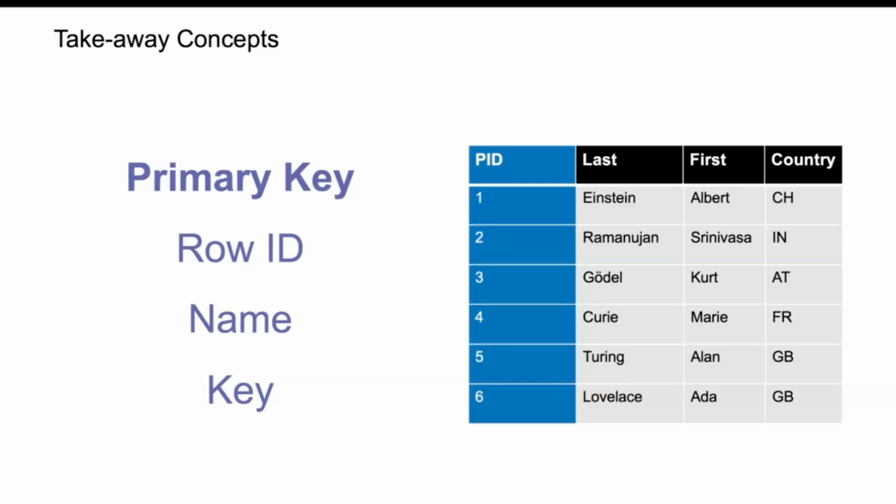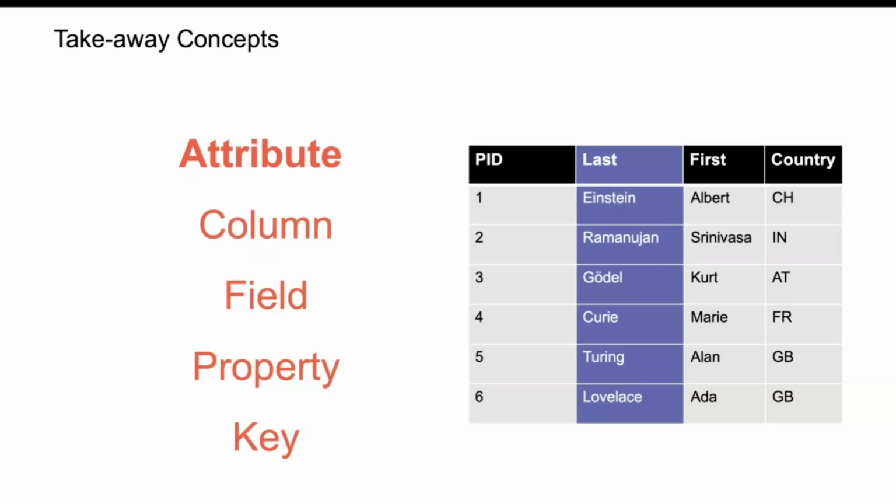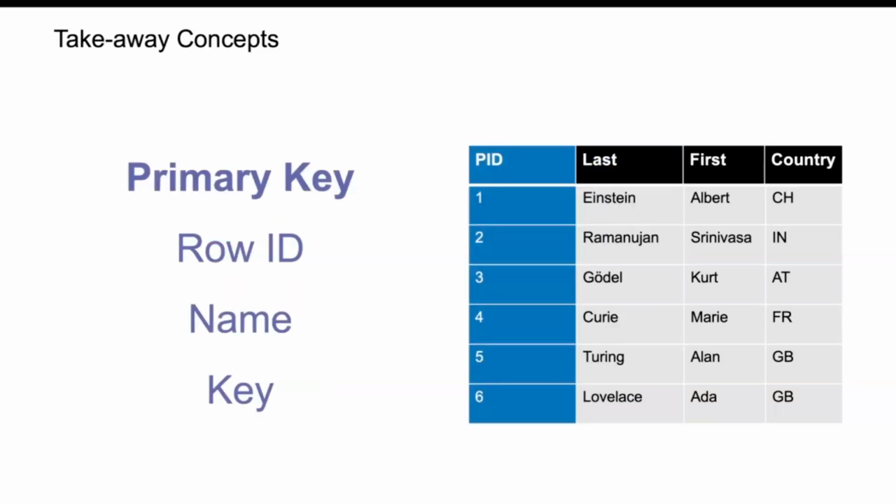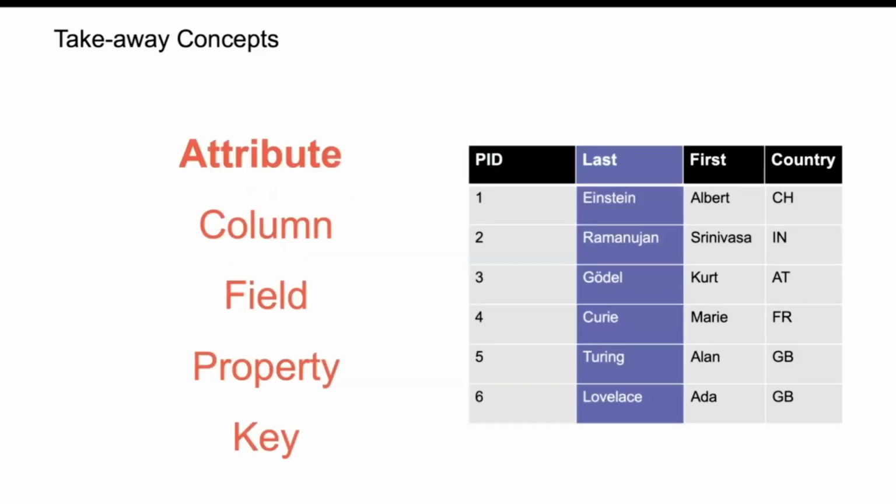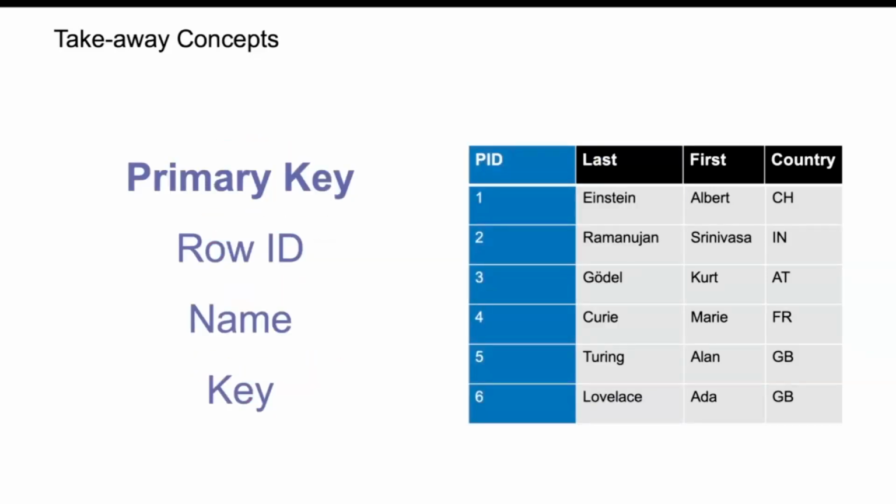Other people call it a row ID, a name. Some people use key. So again, there might be confusion, because some people say key for the column, and some people say key for the primary key. I'm going to pay attention, so I'm rather going to say this is an attribute. Any of these, the four of them, are attributes. And one of the attributes, in that case the PID, is a primary key.